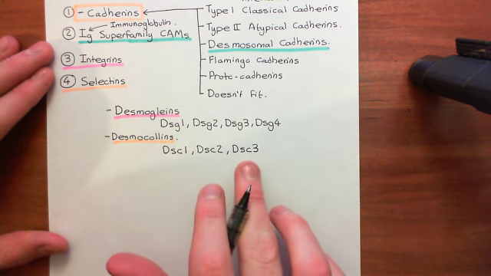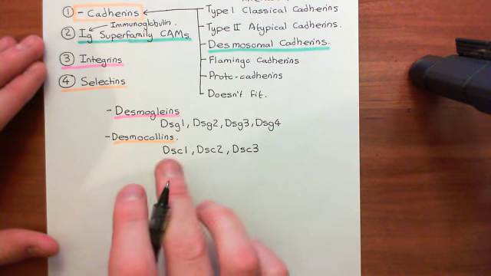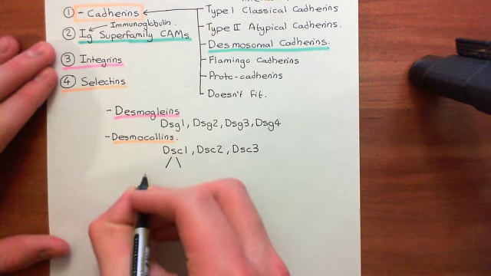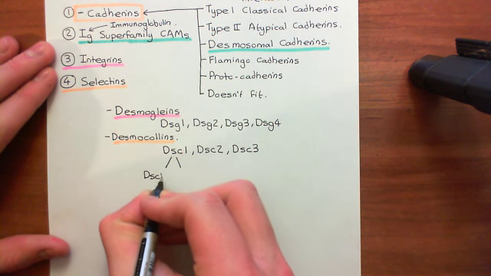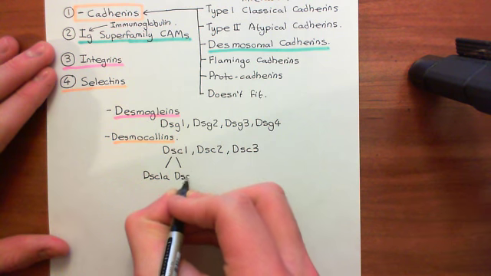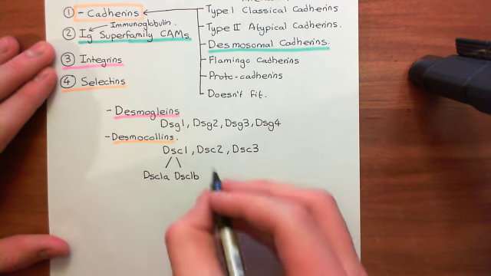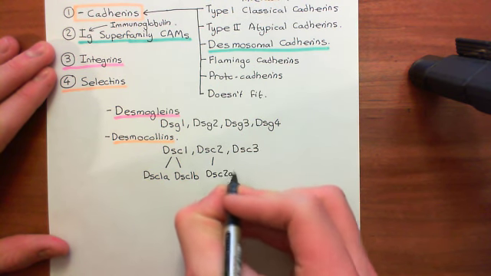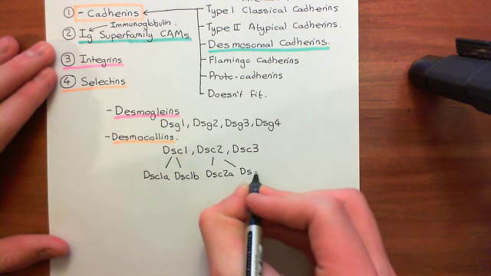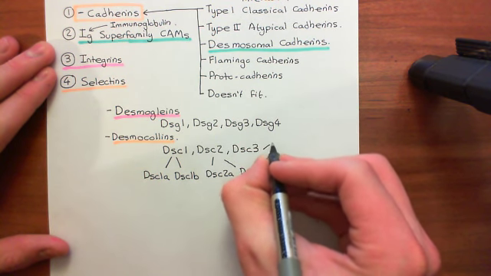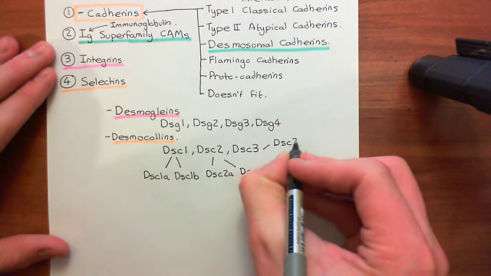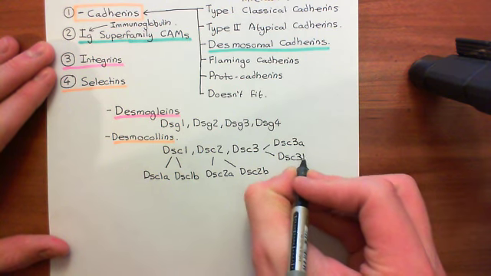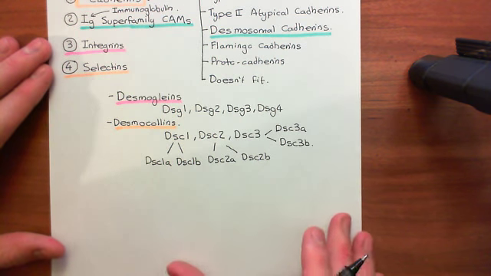But these are the genes, okay? Each of these genes can actually produce 2 different proteins, okay? So desmocolin 1 gene can produce the protein desmocolin 1A, and it can also produce the protein desmocolin 1B, okay? Desmocolin 2 gene similarly can produce desmocolin 2A and desmocolin 2B. Okay, and then finally, it's very nice, desmocolin 3 can also produce desmocolin 3A and desmocolin 3B.